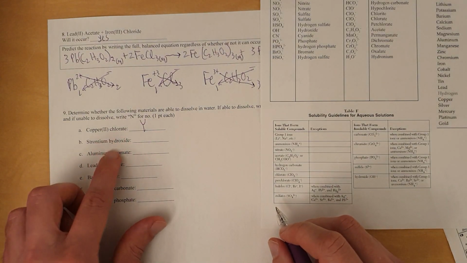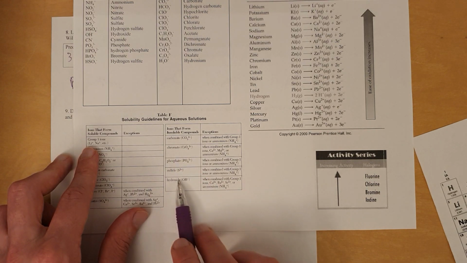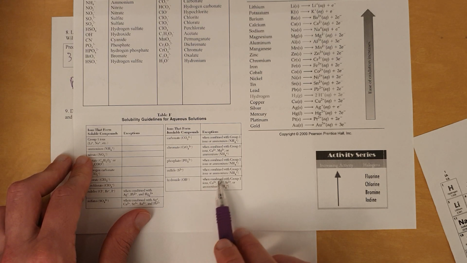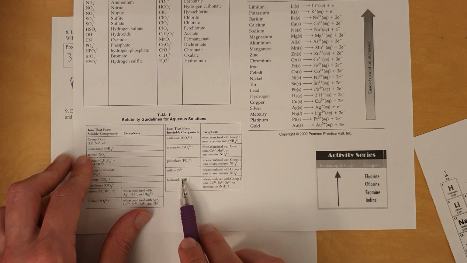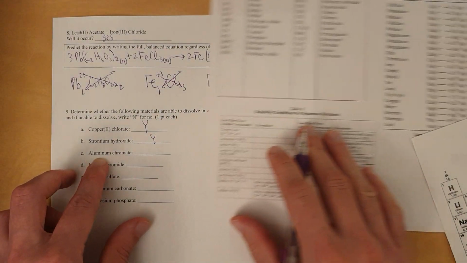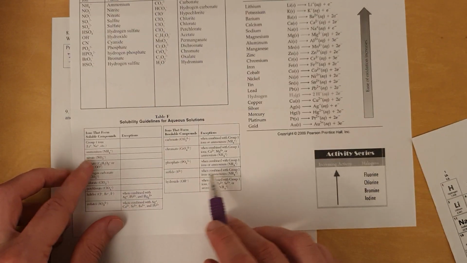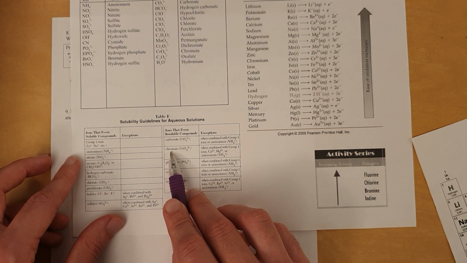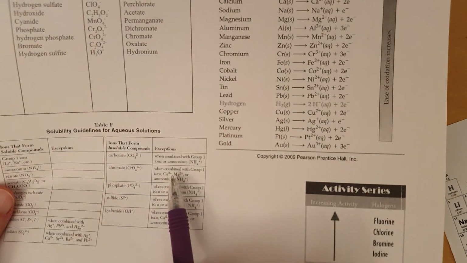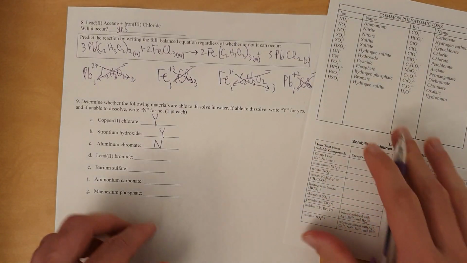All chlorates dissolve. Will strontium hydroxide dissolve? Hydroxides, it says, are insoluble, therefore they do not dissolve. However, notice strontium is an exception. So strontium's hydroxide, unlike the usual rule, will dissolve. So that's a yes. Aluminum chromate. Let's find chromate. We find chromate right here. Chromates will not dissolve. Notice that aluminum is not one of the exceptions on that list. Therefore, chromates don't dissolve, and this is not an exception, so we say no, it won't dissolve.